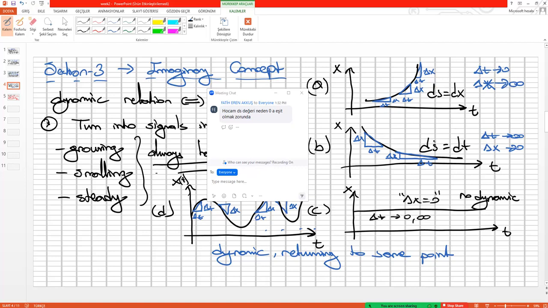Which means that these terms suppress or remove each other. dt removes dx, dx removes dt. Which means that ds in integral form must be equal to 0. Do you understand that notion, Fatih?